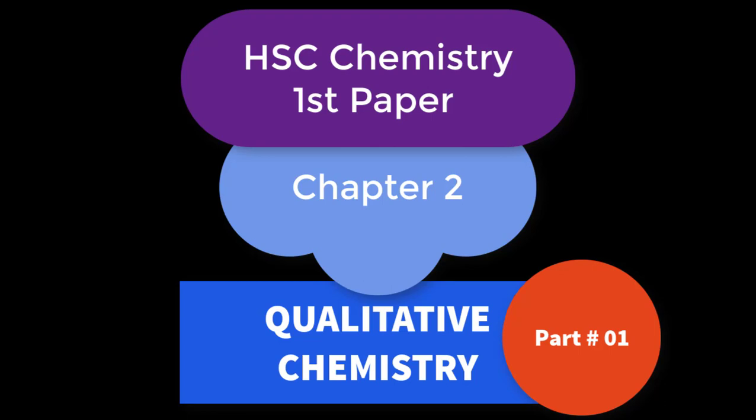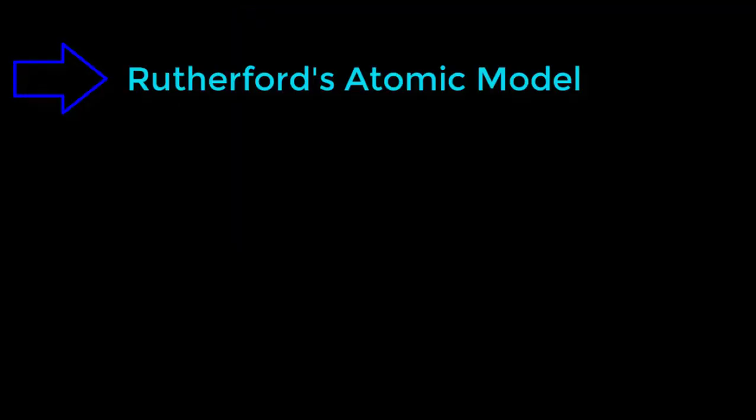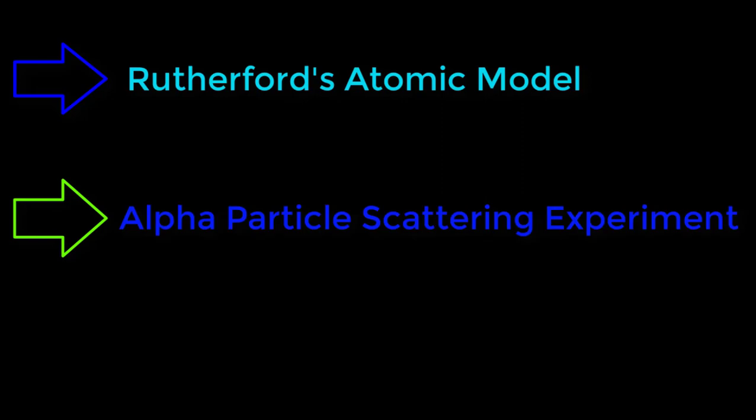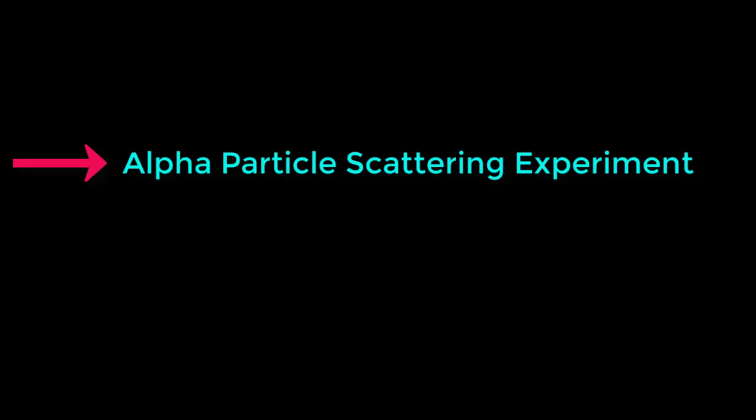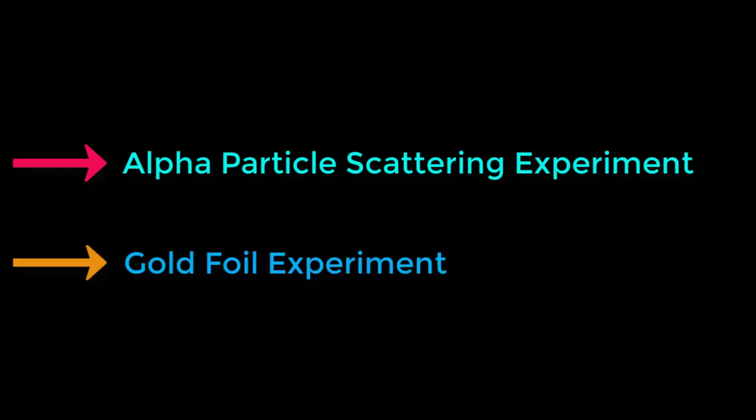Today we will learn Rutherford's atomic model with his famous alpha particle scattering experiment, and we will also learn the limitations of his atomic model. Actually, Rutherford was interested in knowing how the electrons are arranged within an atom. For this, he performed an experiment which is known as alpha particle scattering experiment or gold foil experiment.